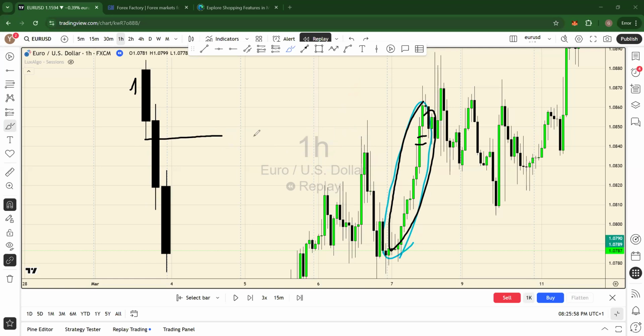So this is a fair value gap. From the low of this candle to the high of this one is what we call a fair value gap, an FVG. Now, why is this important, as you guys will ask? Why am I talking about this?